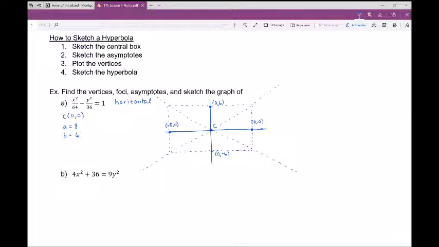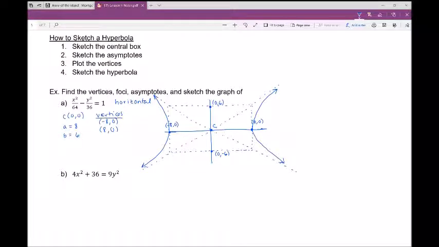Okay? And so you notice that because this is a horizontal hyperbola, our vertices are going to come from the 2 points that are on the horizontal axis in line with the center. So our vertices will be negative 8, 0 and 8, 0. Okay? So the curve is going to come from those 2 points and approach your asymptotes on either side. So it will look like this.